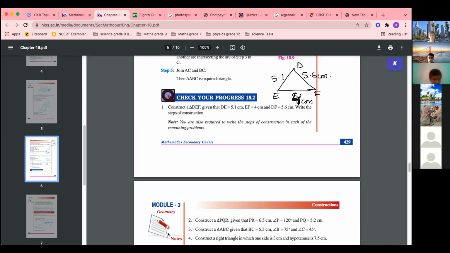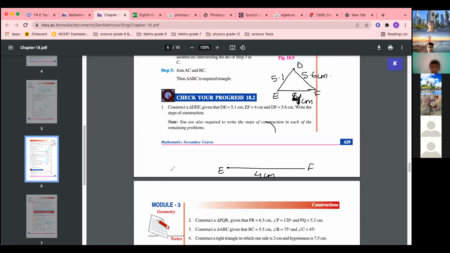Okay, then tell me, Muazzam, what will be the first step? First we'll draw a line EF measuring 4 centimeter with the scale. Correct, 4 centimeter with scale EF. Then what will we do? Then ma'am, we will take the compass and measure 5.1 centimeters. Okay, and from where? From E, we will make an arc.